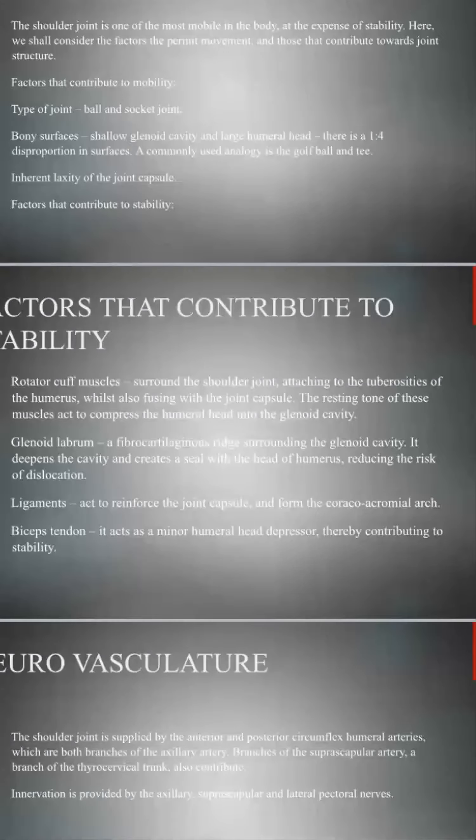The stability is maintained by the muscles, rotator cuff muscles. They will surround the shoulder joint, attaching to the tuberosity of humerus, so that they will be helpful in the stability. Next, glenoid labrum.